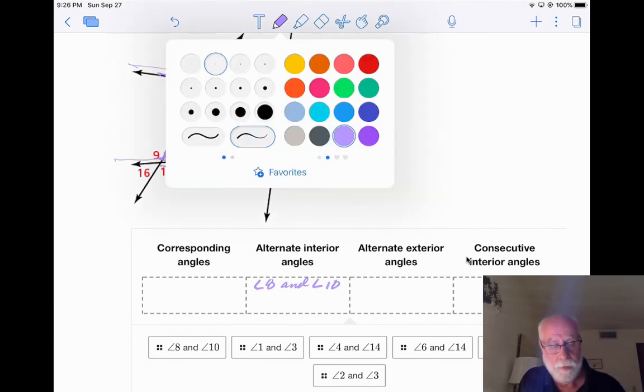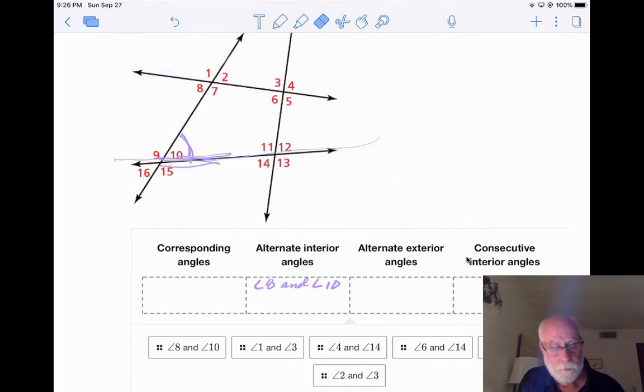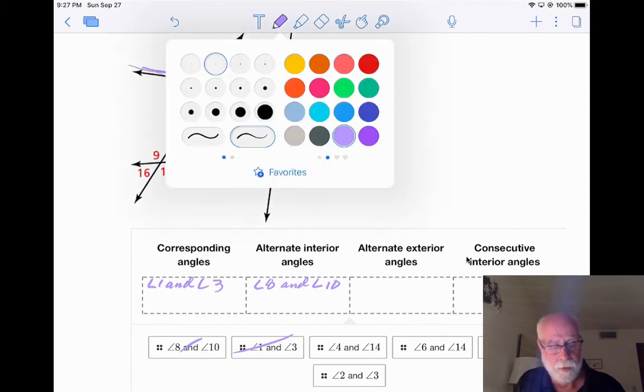Let's see, 1 and 3. So here's 1, and here's 3. And it looks like to me, we can make an F pattern there because they're on the bottom of the F here. Remember, if I went the other way, they'd be on the top. And remember, F's are corresponding. So it would be angle 1 and angle 3 here. I'm just crossing them out so I don't redo them.